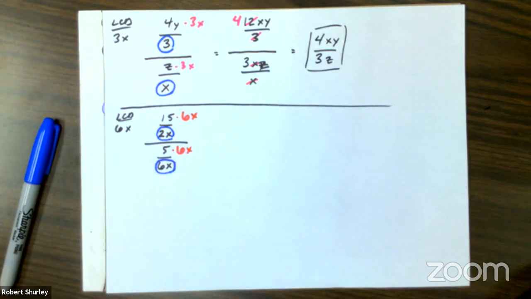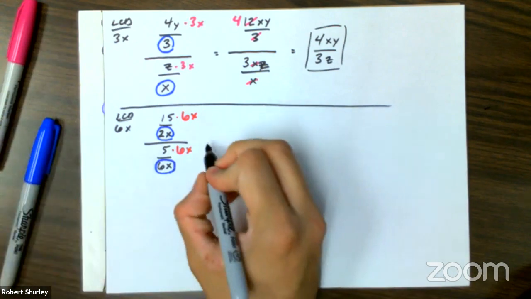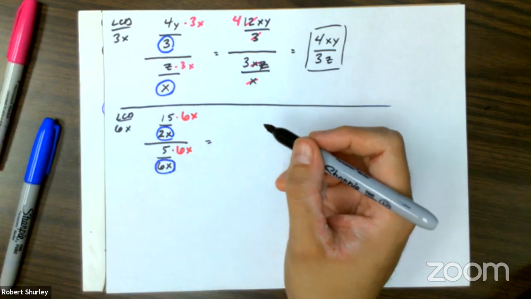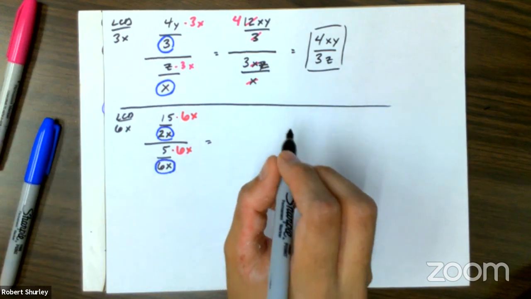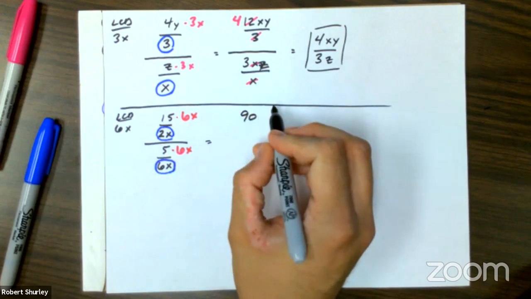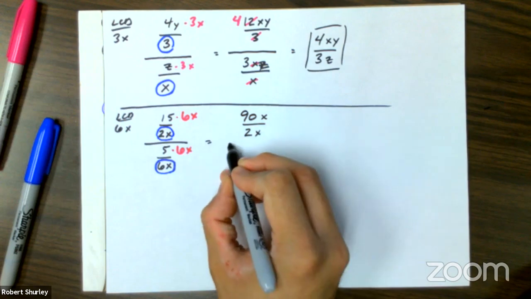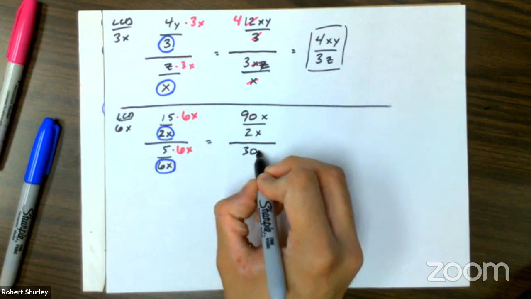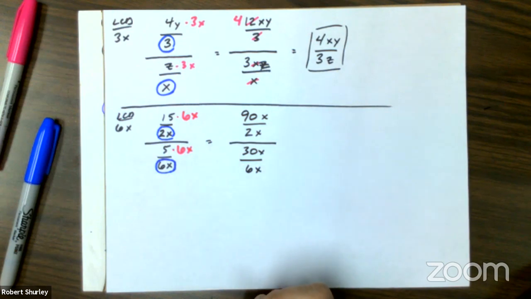Okay? So I'm going to multiply 6x on top and bottom. And then let's see what I get. I get 6 times 15. What is that, guys? Is that 90? 90x divided by 2x, divided by 30x divided by 6x. Is that right? 6 times 15? That sounds right. Yep. Okay, and then stuff's going to cancel.